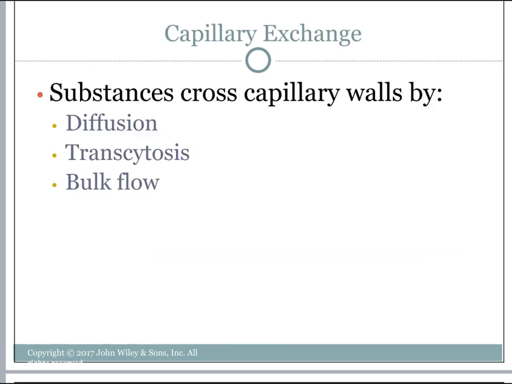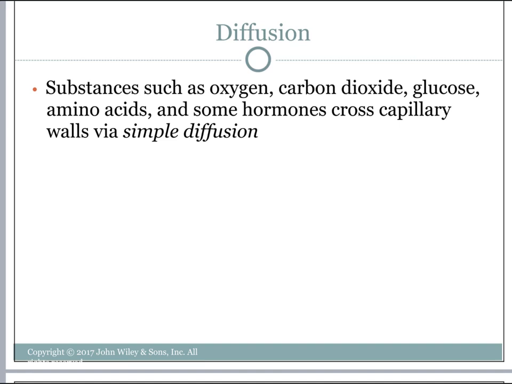So we're going to come back and visit our capillaries and look at capillary exchange. Now, how do substances, oxygen, nutrients, we've talked about this loading and unloading of oxygen, this loading and unloading of carbon dioxide, loading and unloading of nutrients and wastes, but we never really discussed how that occurs. So we have 3 processes here. One is going to be diffusion. The second will be transcytosis. The third, bulk flow.